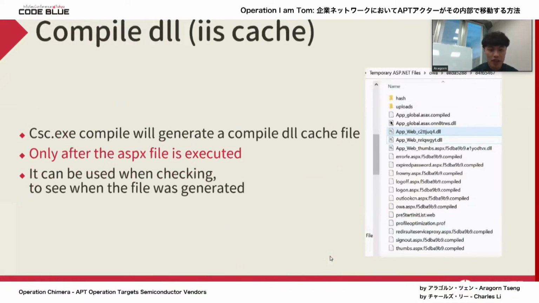And there is a mechanism that can help us with incident response for web shells. When an ASPX file is first accessed, csc.exe will compile it and generate a compiled DLL cache file in the temporary folder. So if we want to know when the web shell was first accessed, we can see the file creation time of the compiled DLL cache file. And along with the IIS log, we may figure out how the actor put the web shell there.